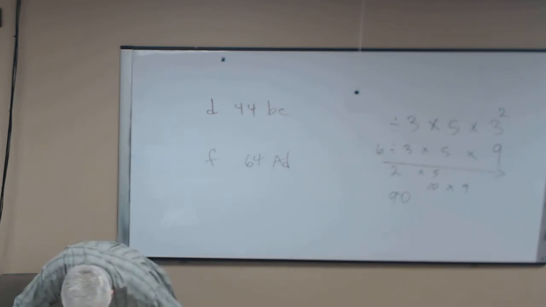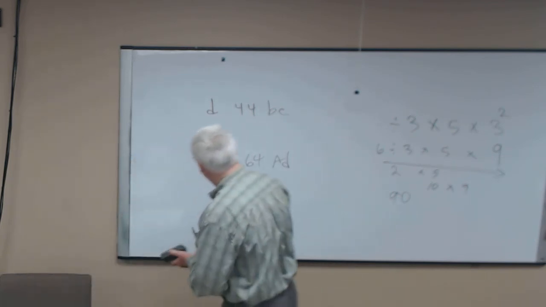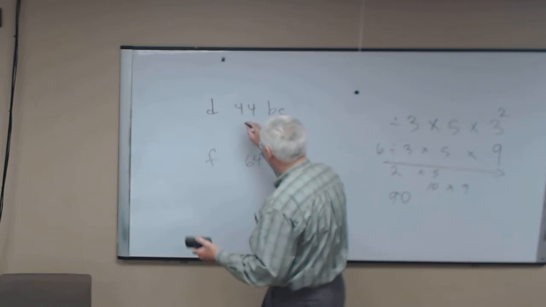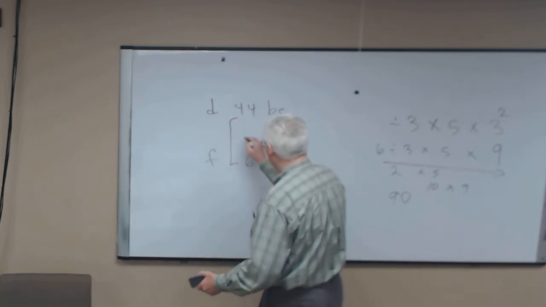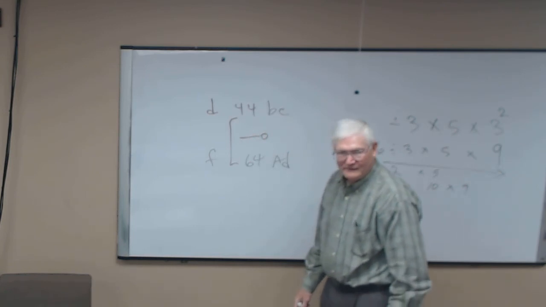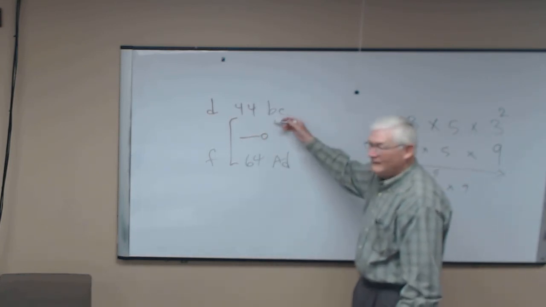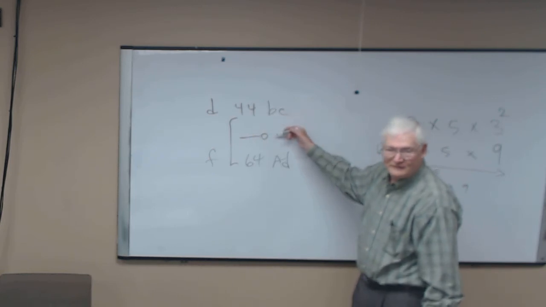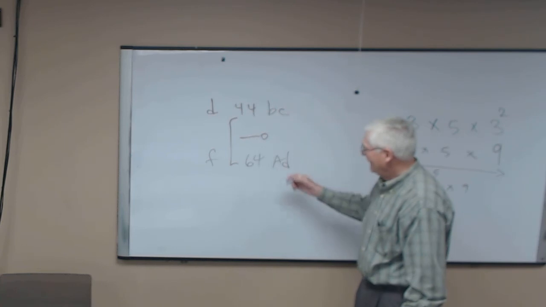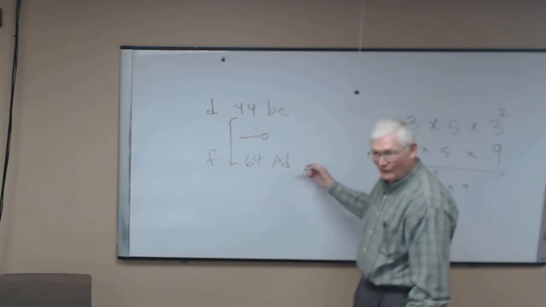Find how many years elapsed between Caesar's death and the year 64. How far is it from here to here? Well, here's 0, right? This is 44 before Christ, and this is 64 in the year of our Lord.